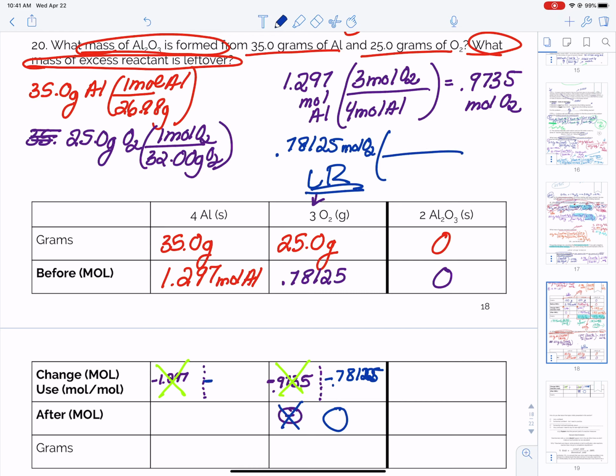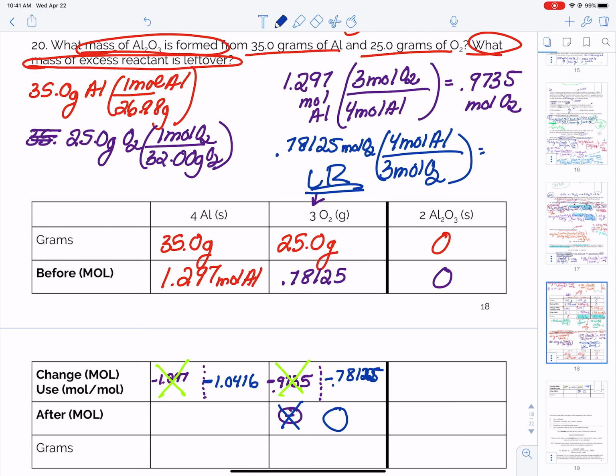Moles of oxygen. I want to find how many moles of aluminum I'm also going to use. 4 moles of aluminum, 3 moles of oxygen. What does that equal? It just equals 1.0416. So this guy is going to go down by 1.0416.